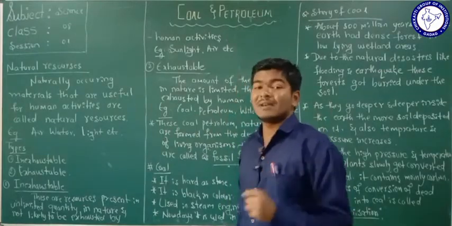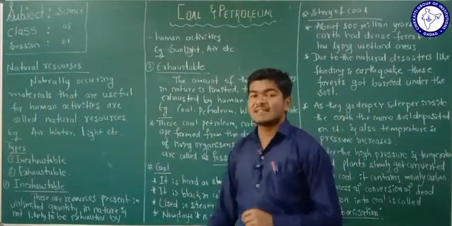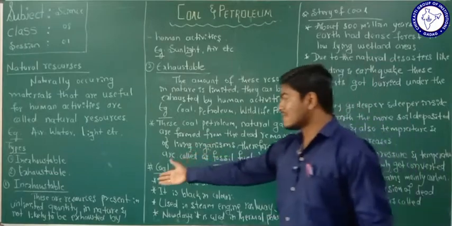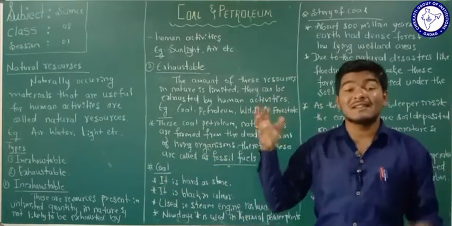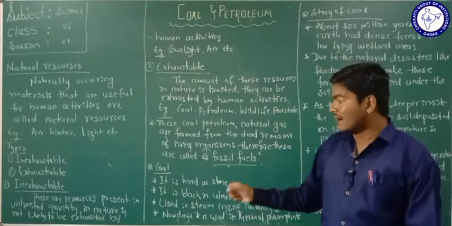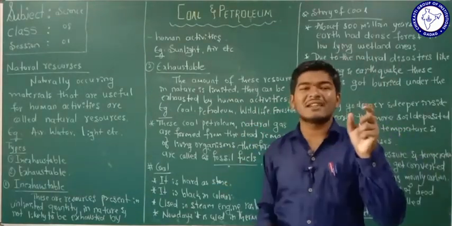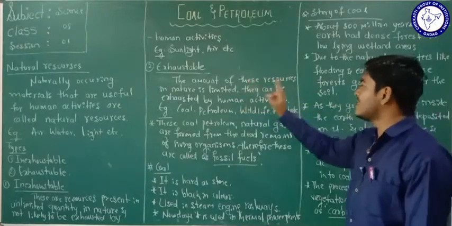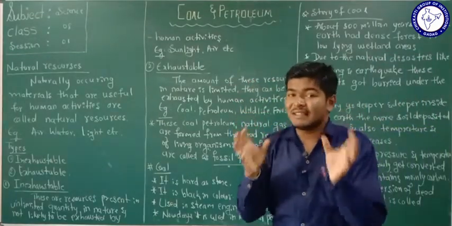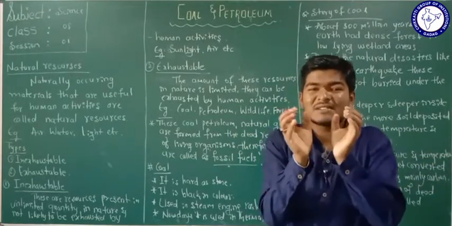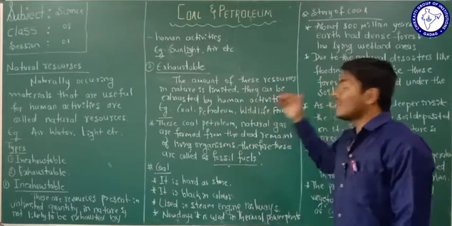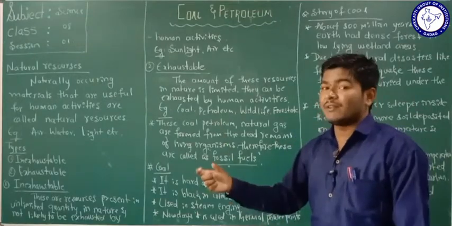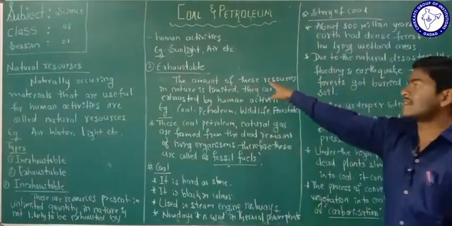Then what is an exhaustible natural resource? It is the very opposite of the inexhaustible natural resource. Inexhaustible natural resources are limitlessly present in nature and are not exhaustible, but exhaustible natural resources are present in a very small quantity. What is an exhaustible natural resource? The amount of these resources in nature is limited. They are present in a very small ratio, and they can get exhausted by human activities. Such types of natural resources are called exhaustible natural resources.